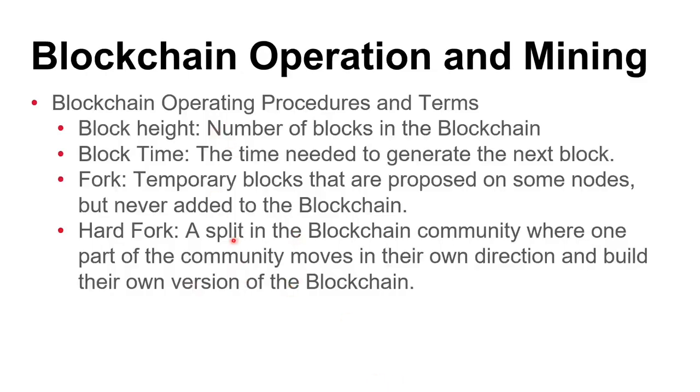And there are examples of hard forks. If you look for Bitcoin Cash, and there are some other examples, you can look up hard forks. It just means that there's been a split in the community. And a temporary fork is just simply we're all waiting. All the miners create a temporary block on their nodes, waiting to see if they are going to be the one selected to validate the transactions.